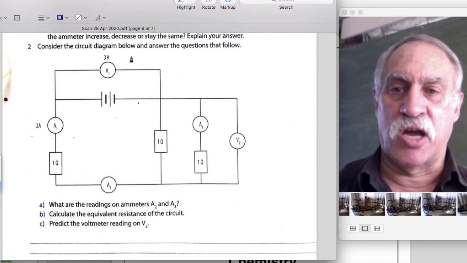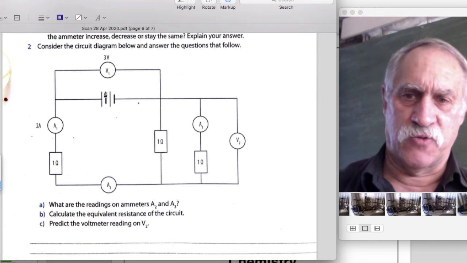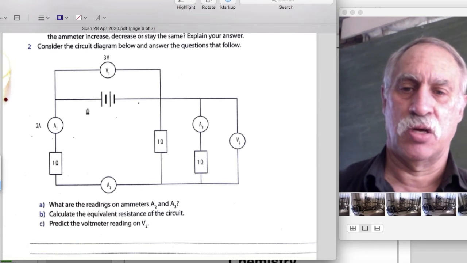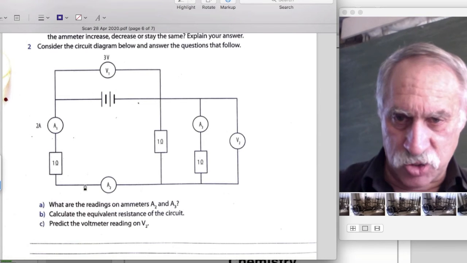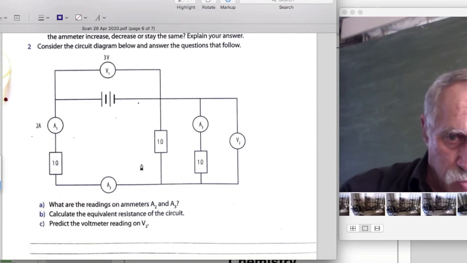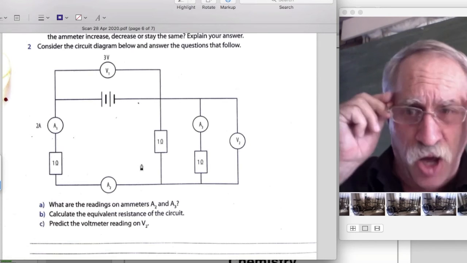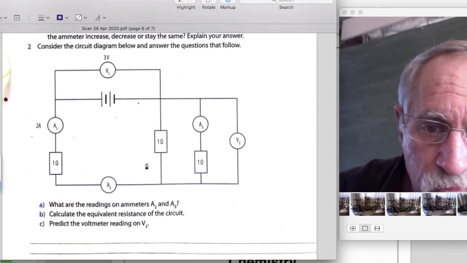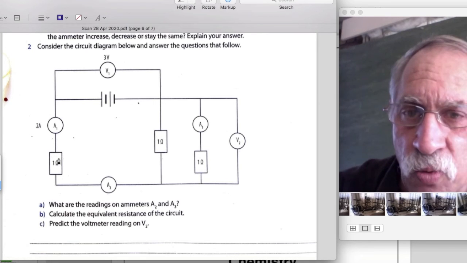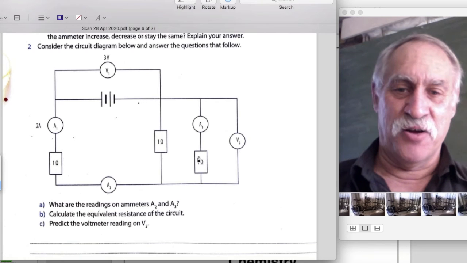Consider the circuit diagram below and answer the questions that follow. Ooh, what have we got here? We've got a voltmeter. We've got 2 cells. We've got a 1 ohm resistor, an ammeter. Is that 10 ohms? I'm just going to have to get my glasses. Those are ohms. 1 ohm, 1 ohm, 1 ohm. So we've got 1 ohm, 1 ohm, and 1 ohm here.